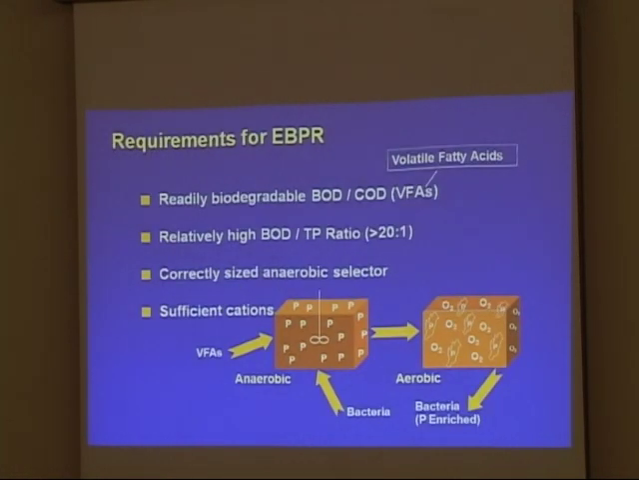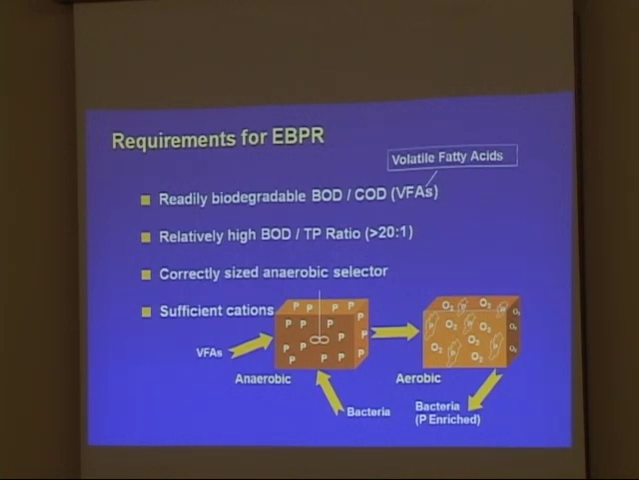So here's your summary slide. This is what you need for enhanced biological phosphorus removal. You'll notice you have your first selector there. It just has a mixer in it, and that's basically your anaerobic zone. And then you have your aerobic zone. You've got all the little oxygens in there, and the little phosphorus-absorbing organism bugs in there.